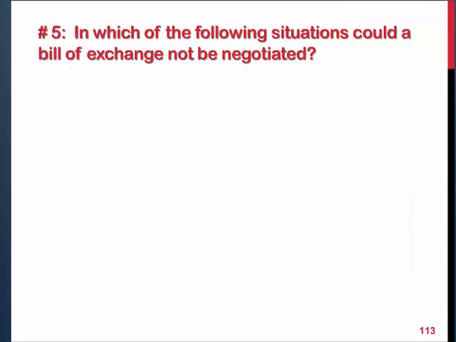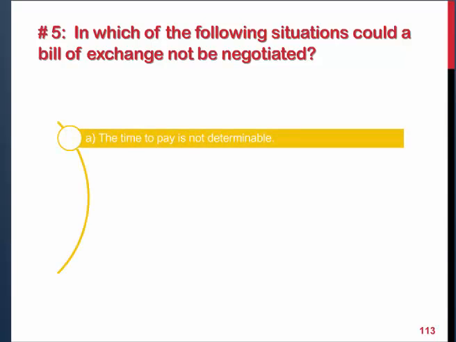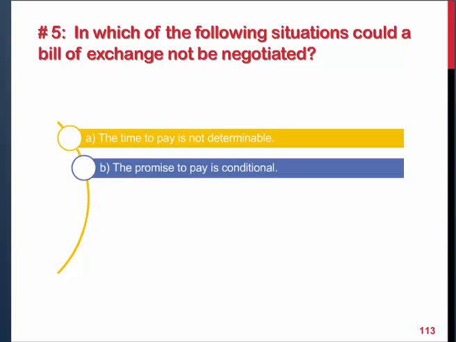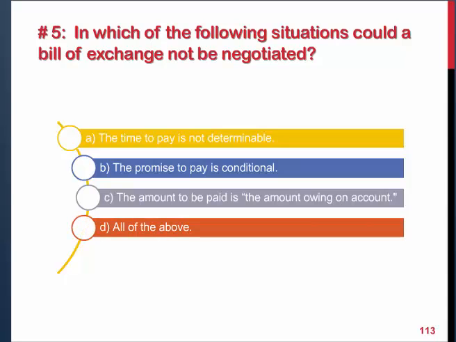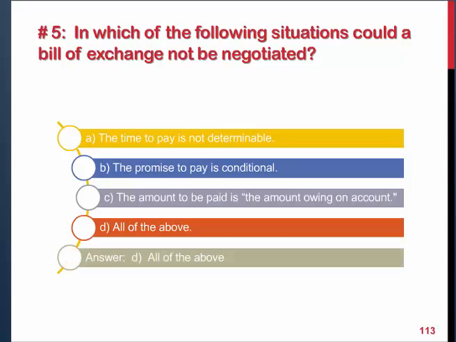Question number 5. In which of the following situations could a bill of exchange not be negotiated? Option A. The time to pay is not determinable. B. The promise to pay is conditional. C. The amount to be paid is the amount owing on account. D. All of the above. The correct answer is option D, all of the above. Section 5: in a bill, the time and sum payable should be certain and it should be an unconditional order.